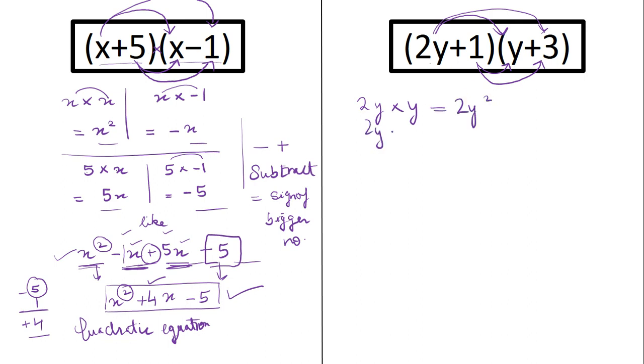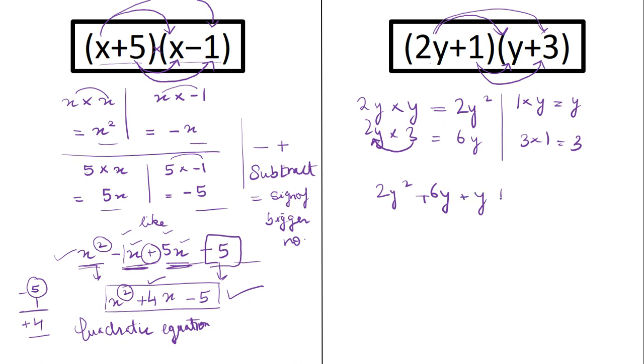Then 2y times 3. Now 3 times 2 gives me 6. So I write 6 and y just comes as it is. So 2y times 3 gives me 6y. Now the next part, 1 times y. So 1 times y is just 1y, or you can just write it as y. And then 3 times 1 obviously is just 3. Now I have these four terms, so 2y times y gave me 2y squared, then 2y times 3 gave me 6y, and then 1 times y just gave me a y, and then 1 times 3 just gave me a 3.